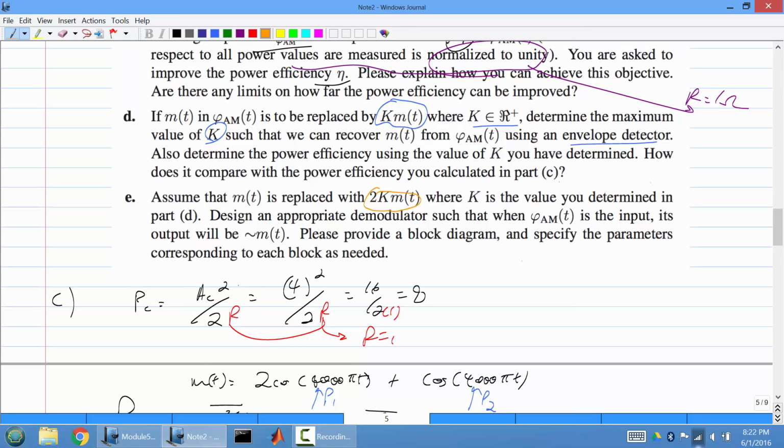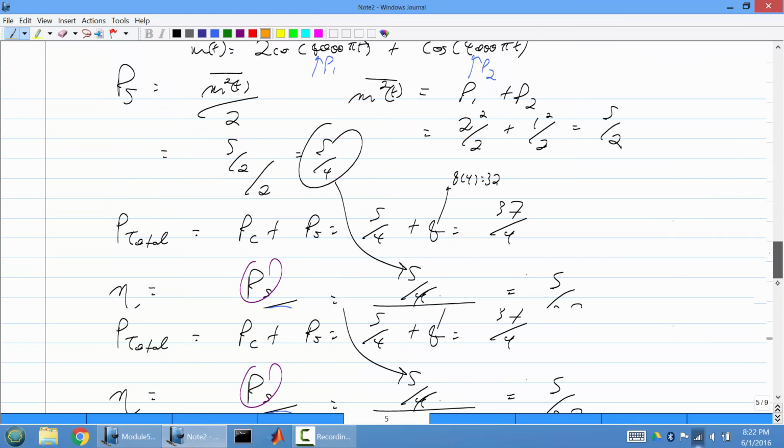So remember, k of m of t is the waveform that will give you the edge case where you can use an envelope detector. Any gain that is larger than k means you must use a coherent detector, because you are going below the horizontal axis now.